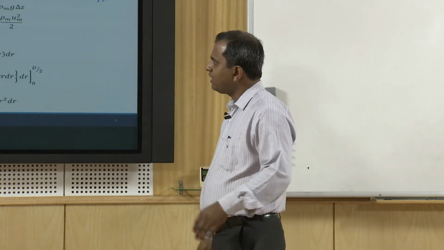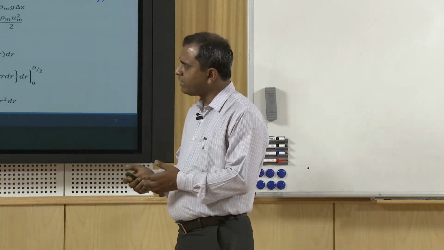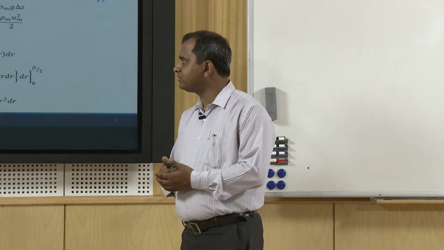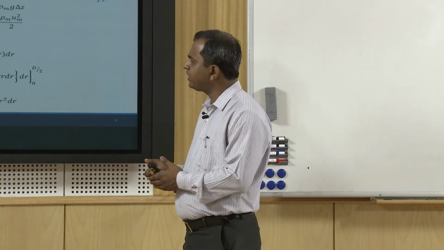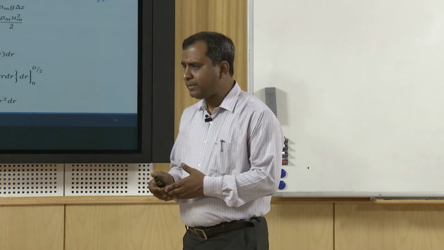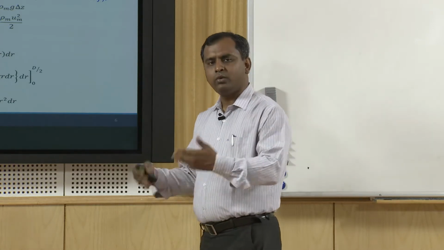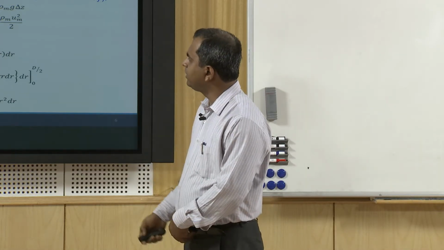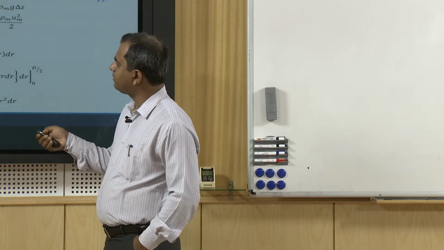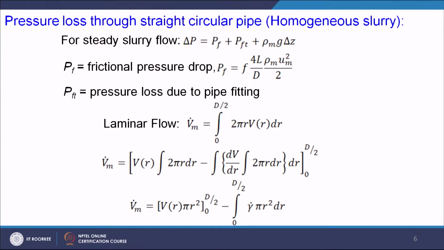So, let us see how f can be calculated, but before that let us try to find out the mixture volumetric flow rate. First we will start with the laminar one, okay. Then quickly we will go for the turbulent one. So, first we will show it with the laminar slurry. In the case of laminar slurry we will find out V dot m, the mixture volumetric flow rate, which is nothing but the integral of 2 pi r Vr dr.